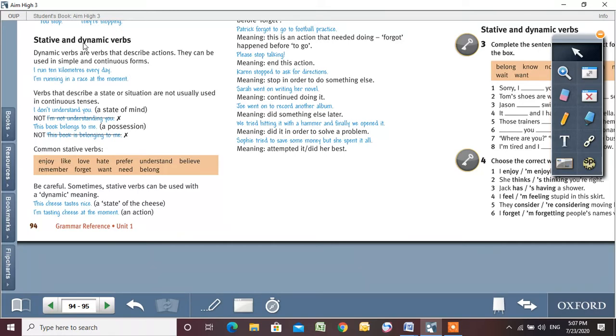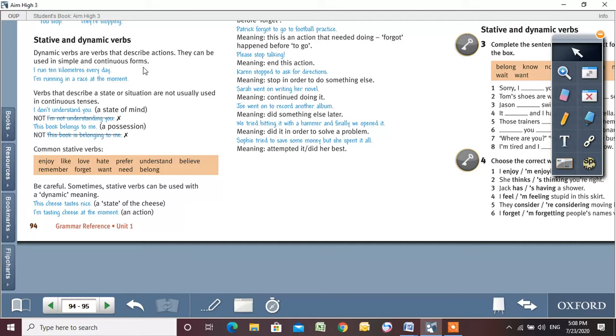First, we will start with the dynamic verbs. Dynamic verbs means that they are words of action or action verbs. So dynamic verbs are verbs that describe actions. They can be used in simple and continuous forms. It means that the dynamic verbs, it's okay, we can use them in both tenses, the present simple tense and the present continuous tense.